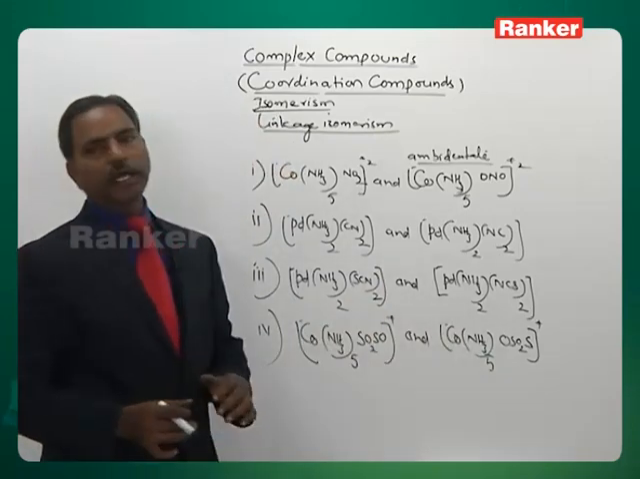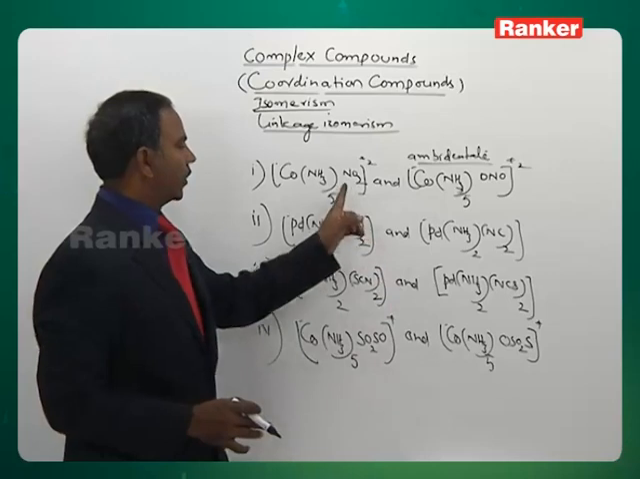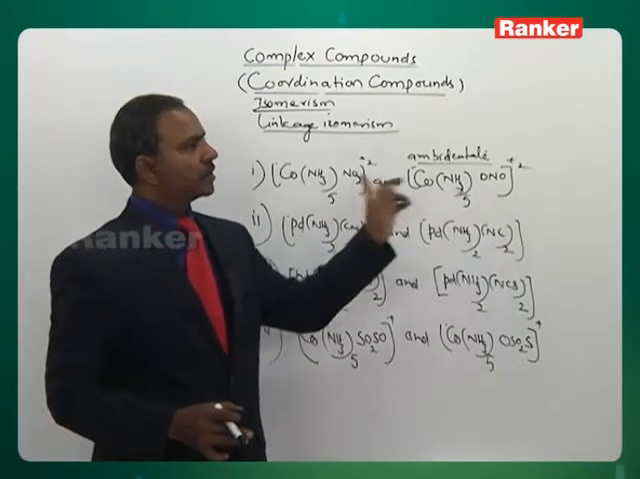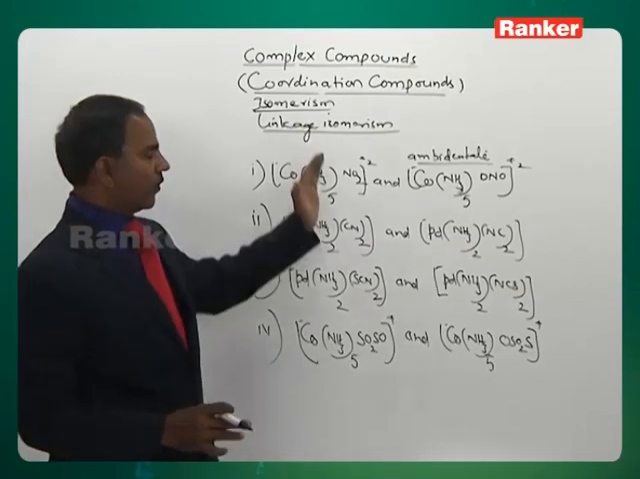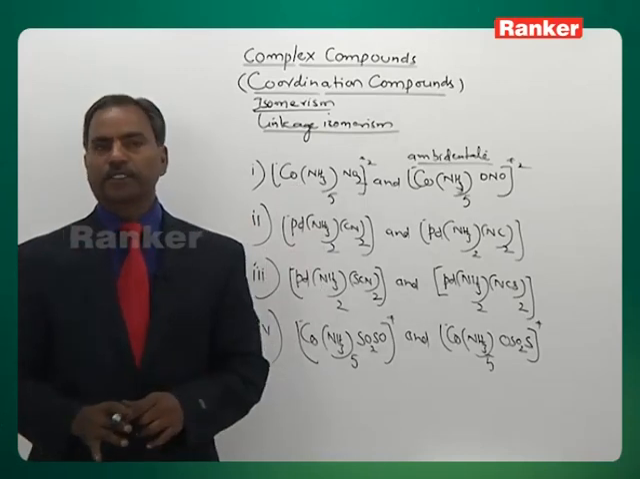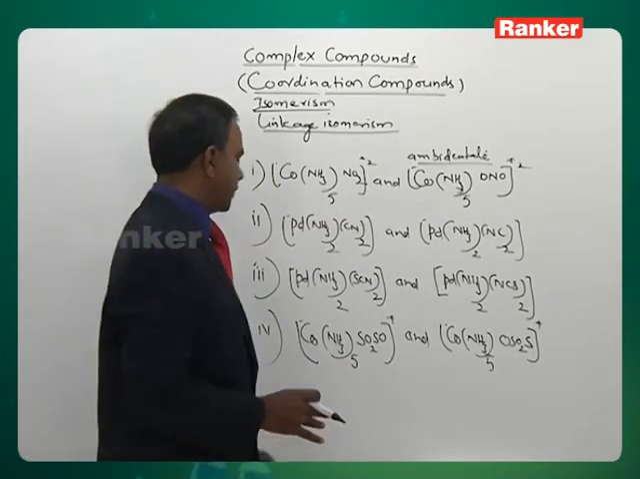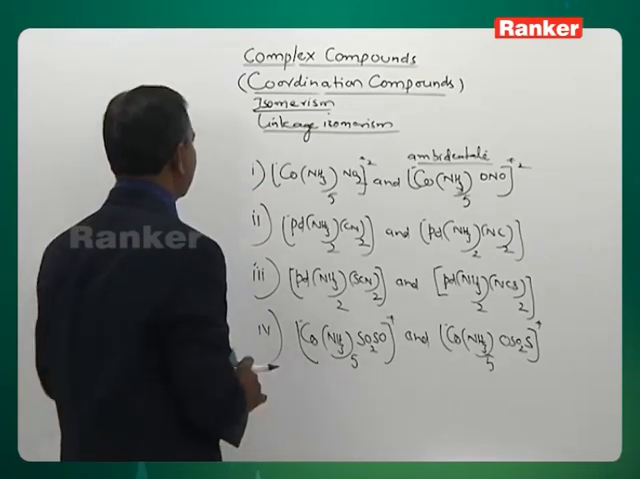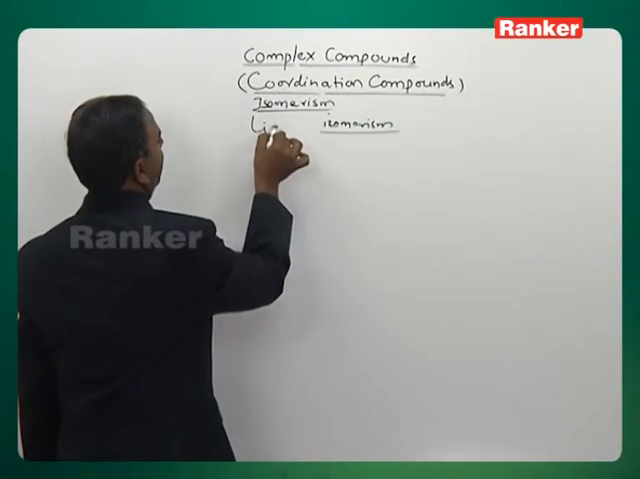So some ligands carry two donor atoms, where in the formation of the complex only one of the donor atoms is involved. Such ligands are known as ambidentate ligands. Wherever these ambidentate ligands are there, that complex exhibits the isomerism known as linkage isomerism. Next, let us see ligand isomerism.